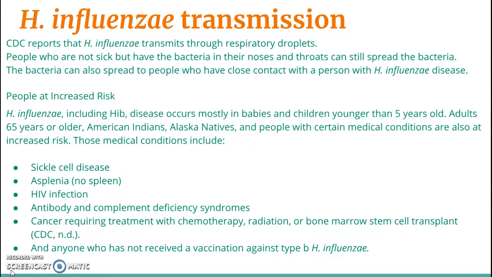The CDC reports that H. influenza transmits through respiratory droplets. People who already have a weakened immune system, people who are younger than 5 or older than 65, or of American Indian or Alaskan Native descent tend to have more susceptibility, as well as anybody who is already fighting another condition. Those bacteria spread whenever we have close contact with somebody who's been infected. People who are not sick can still have the bacteria in their noses and throats and spread the bacteria.